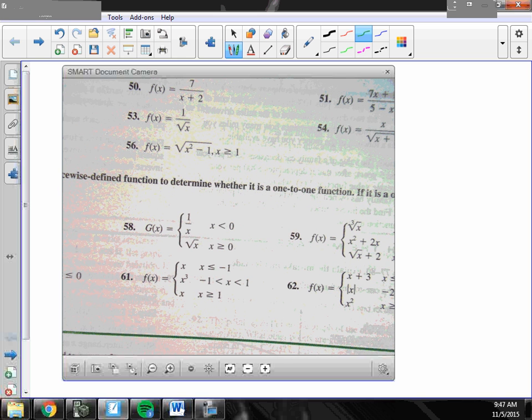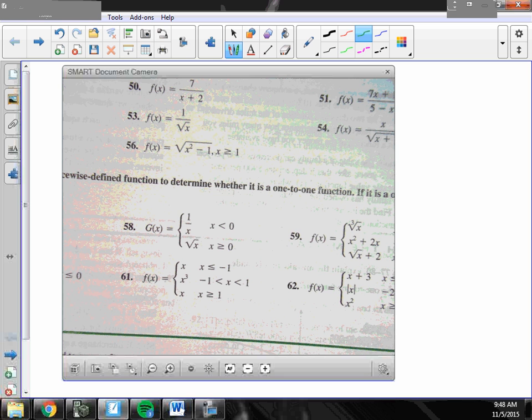Can you plug in 5? 5 squared would be 25, and 25 minus 1 is 24. Can you square root 24? Yes. Could you plug in negative 5? Negative 5 squared would be positive 25 again, minus 1 would be 24. So that works. You can't plug in 0. 0 squared is 0, minus 1 gives you imaginary, so 0's out.